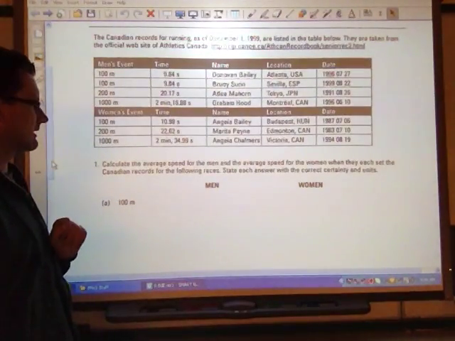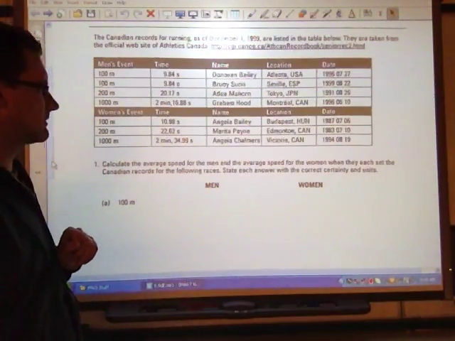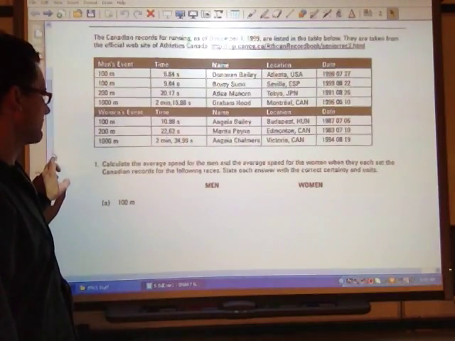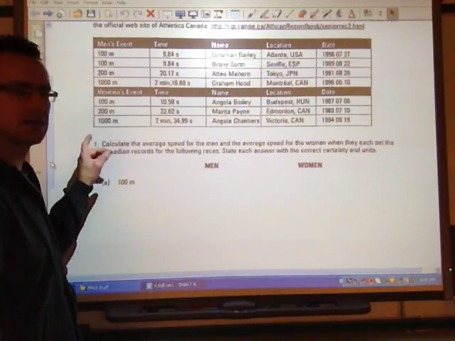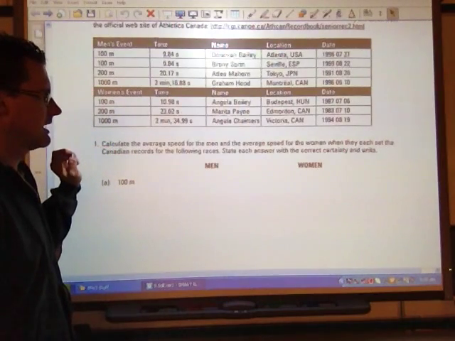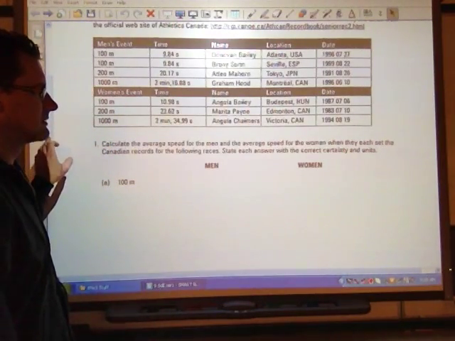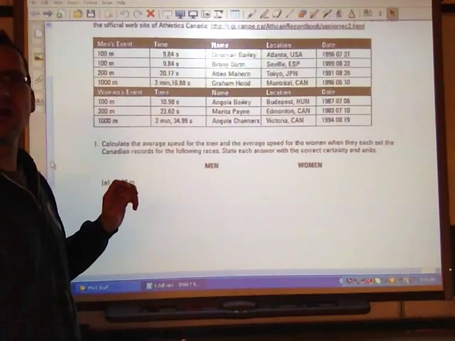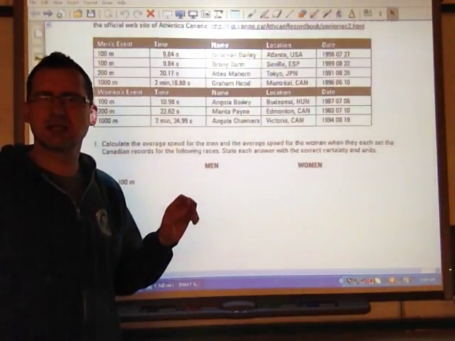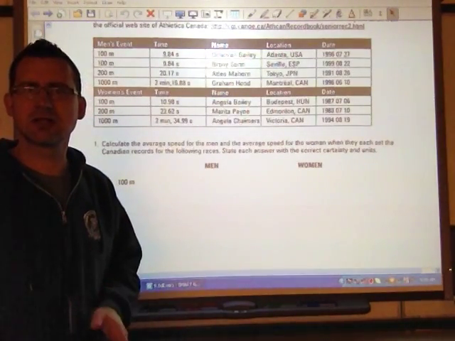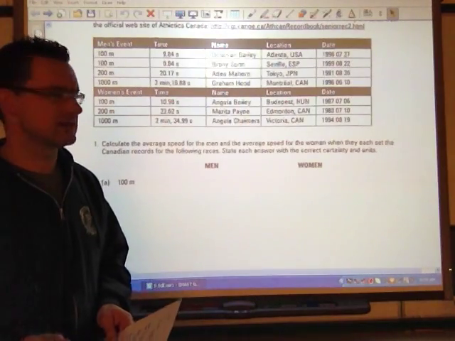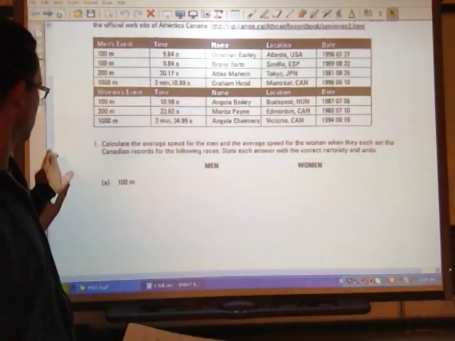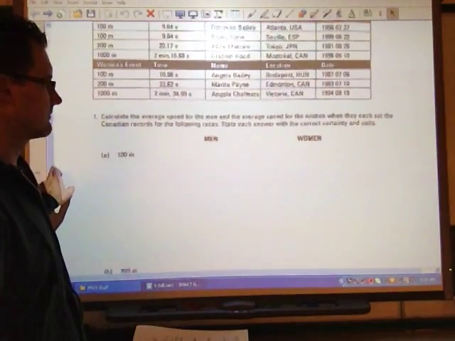So, number one, calculate the average speed for men and the average speed for women when they each set the Canadian records for the following races. So these are record-setting times. State each answer in the correct certainty in units. We're not going to worry about that too much in Science 10. When you go on and take physical science, we look at uncertainty, but for here, we'll not pay too much concern for it.